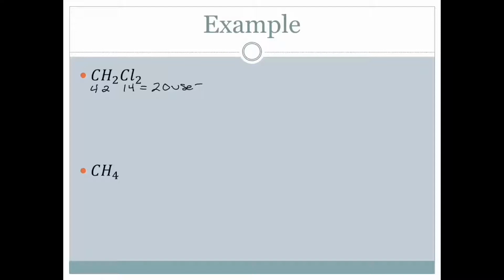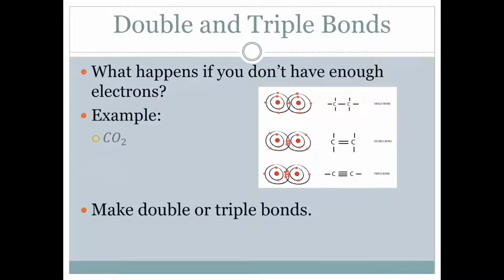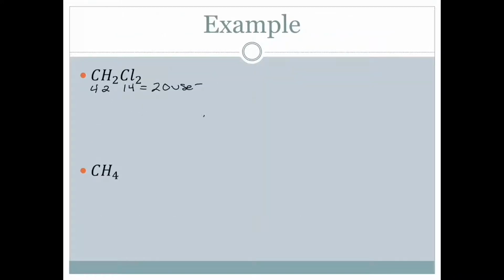All right, now take our first element and make it our center. So our first element is carbon. Let's make that our center. Next step, connecting all the other atoms to the center with a single bond. So we have 2 hydrogens, 2 chlorines. All right, so let's count how many electrons we've already used. We've got 2, 4, 6, 8. We've used 8, so that means we have 12 yet.